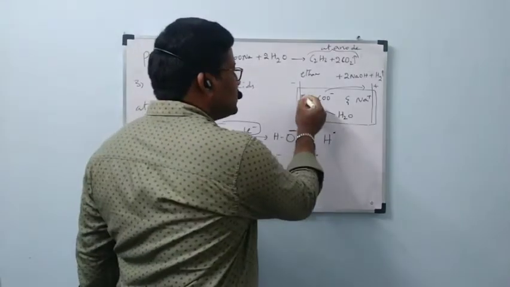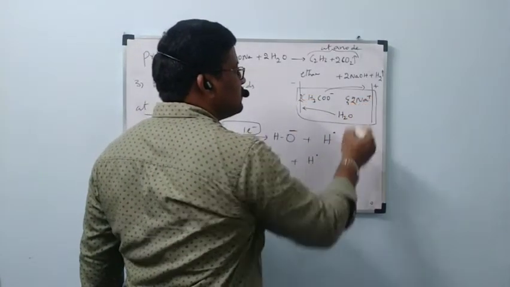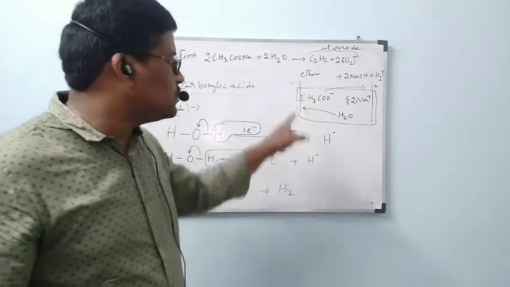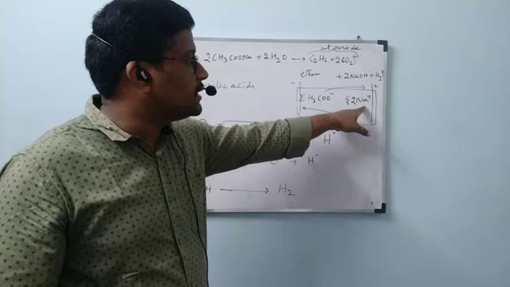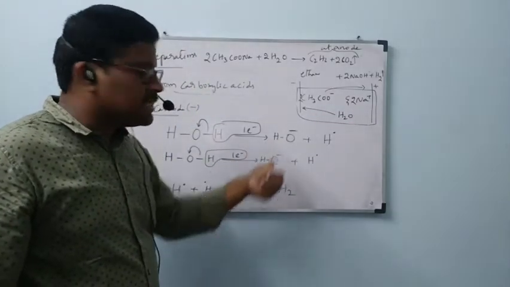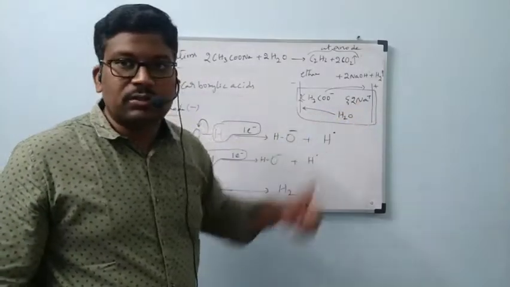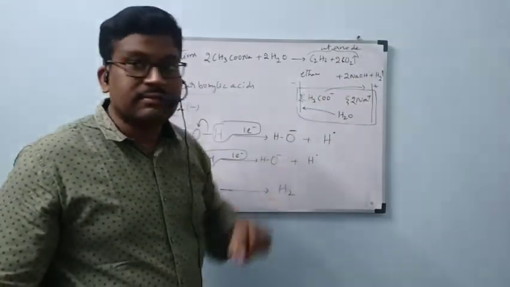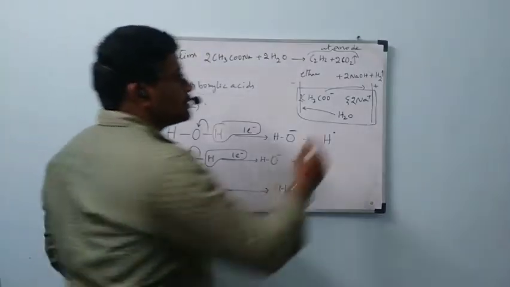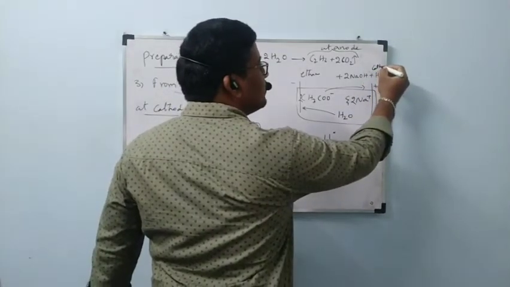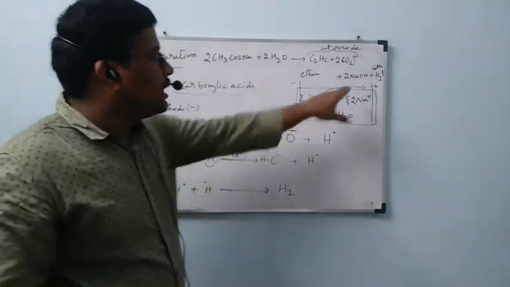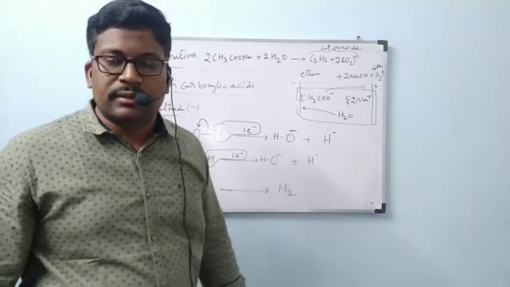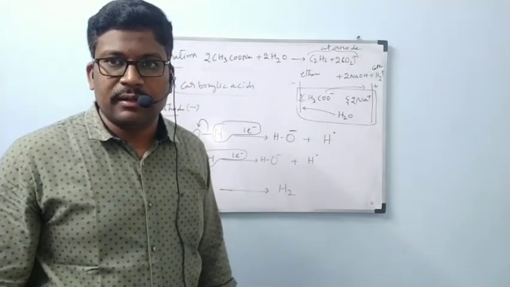From 2 moles of CH3COONa, we will get 2 moles of CH3COO minus and 2 moles of Na plus. 2 OH minus we got. 2 OH minus will combine with 2 Na plus to form 2 NaOH. H2 gas will be liberated at the cathode. So the only product at the cathode is H2 gas. NaOH will not be obtained at the cathode or anode. It will remain in the solution.